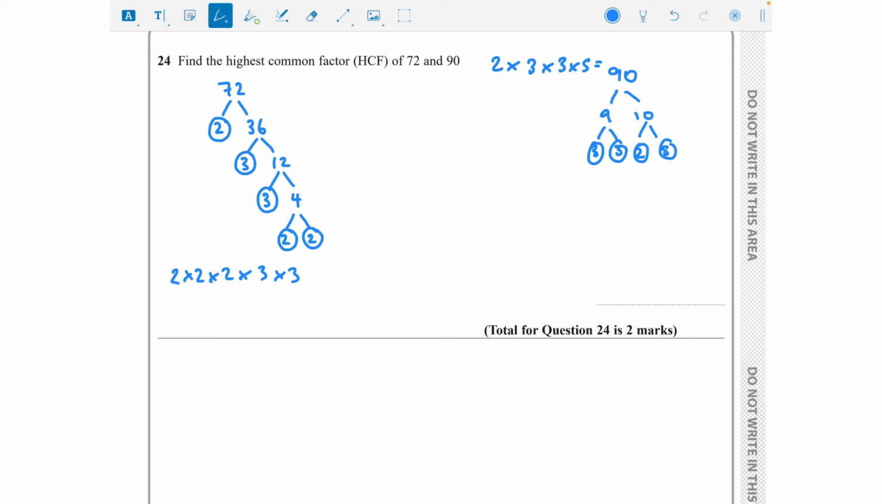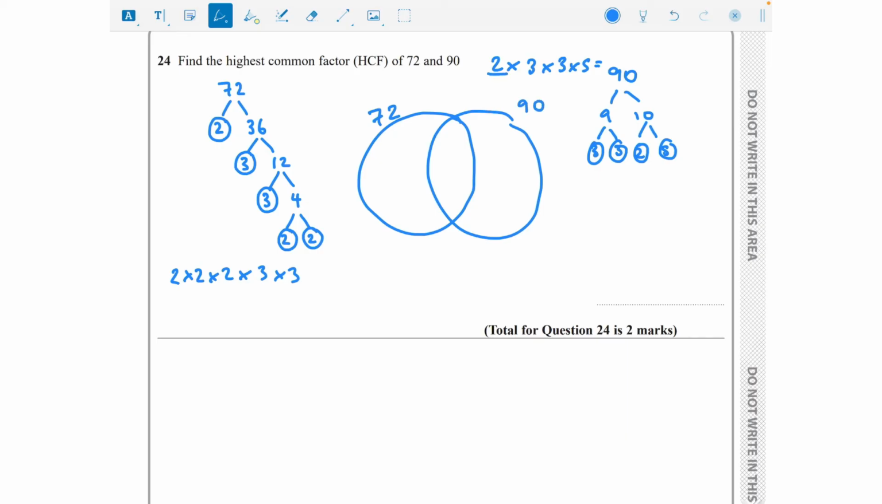And then we're going to put that information in a Venn diagram. So this circle is for 72, and this circle is for 90. And if they're in both lists, you can put them in the middle. So we've got 2 and a 2, that goes in the middle. You've got 3 and a 3, that can go in the middle. You've got another 3 and another 3, so we can put another 3 in the middle. And notice I'm only putting it in the middle once if it's on both.